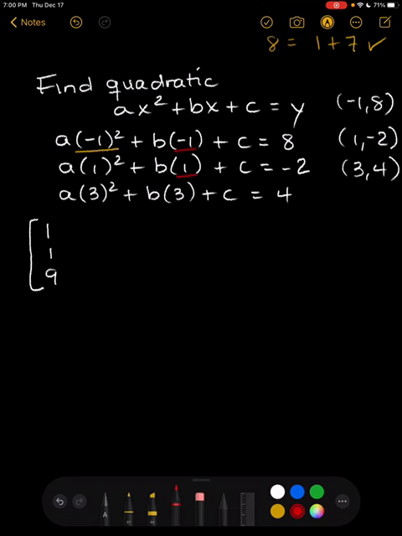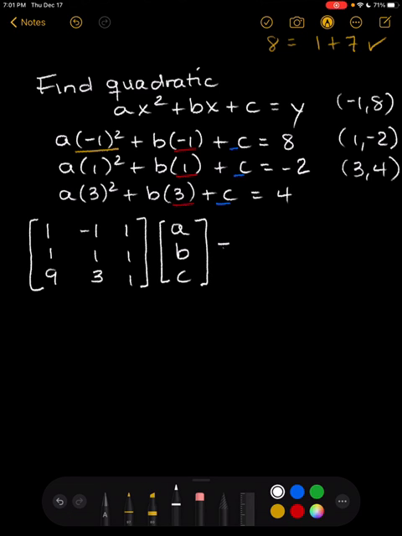Then we take the coefficients of our b. Well, those are not squared, so we will just merely write down what we see there: negative 1, 1, and 3. And then we find the coefficients of our c. Well, the coefficient of our c was just a positive 1, so we'll put a 1, a 1, and a 1. And these are multiplying by a, b, c, and we're setting them equal to the y, 8, negative 2, and 4.